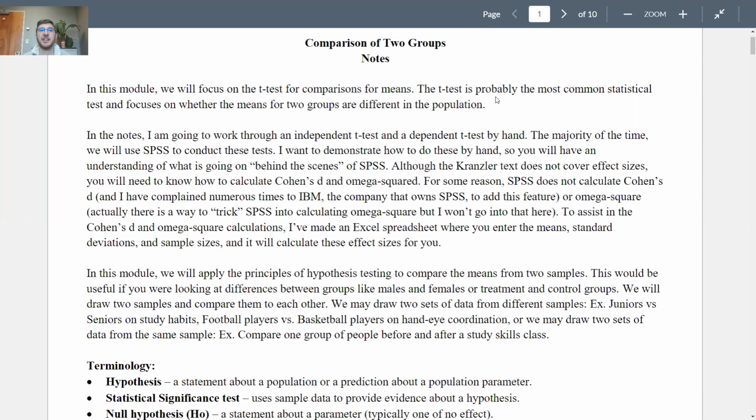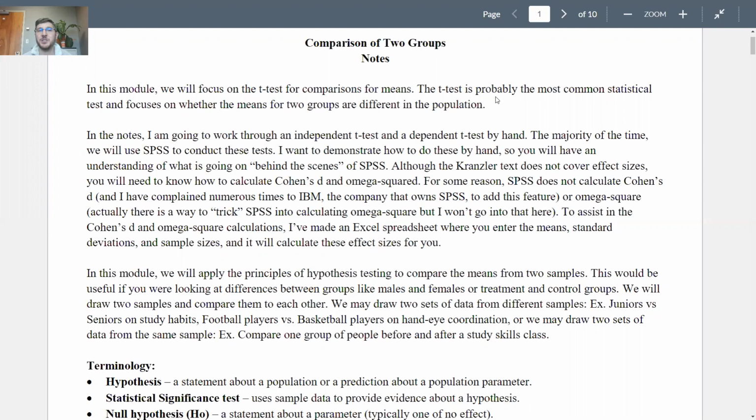So effect sizes try to get at the practical or clinical importance of your findings rather than just whether the findings were statistically different or not. And we're going to talk about two kinds of effect sizes. One's Cohen's d, and the other one is called omega squared. SPSS does not calculate these for you.